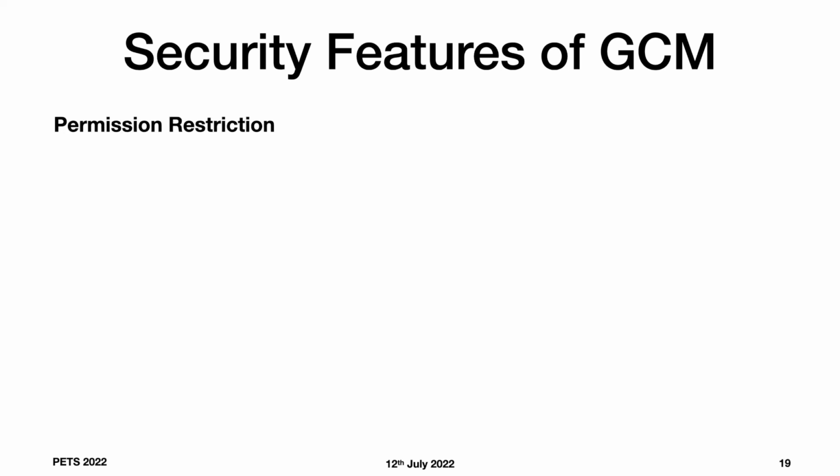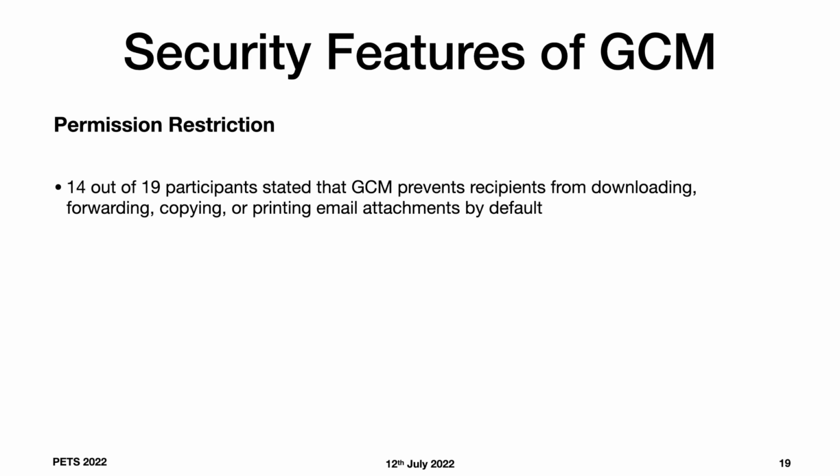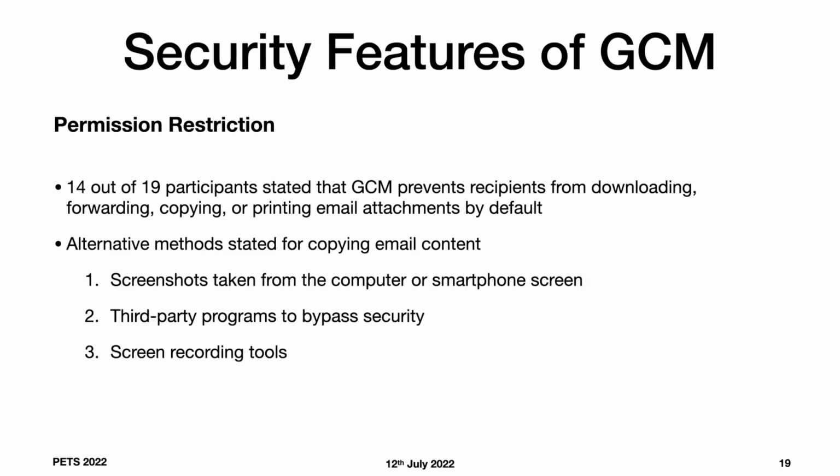The last feature is permission restriction. So Gmail's confidential mode prevents the recipient from forwarding, copying, printing, or downloading email content and attachments. We asked our participants about their experiences with preventing recipients from forwarding, downloading, printing their GCM emails. So 14 out of the 19 participants stated that GCM prevents recipients from downloading, forwarding, copying, or printing email attachments by default. Some participants also stated alternative methods for copying email contents while using this mode.